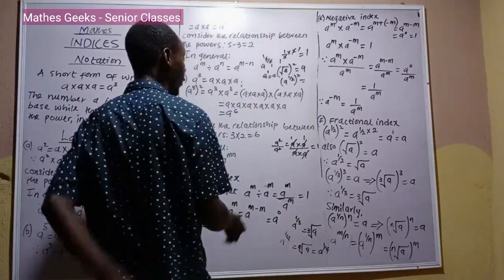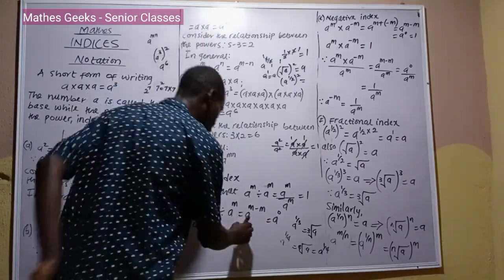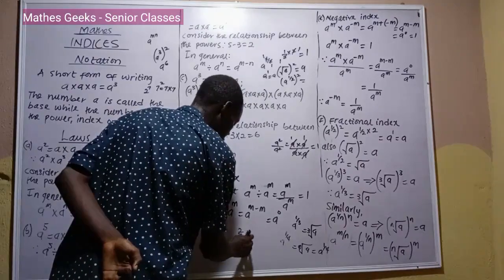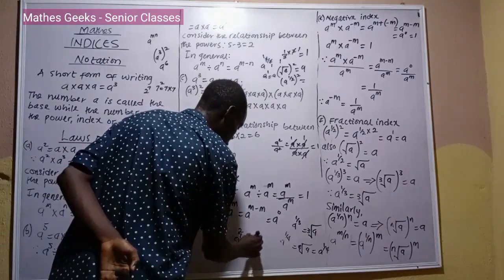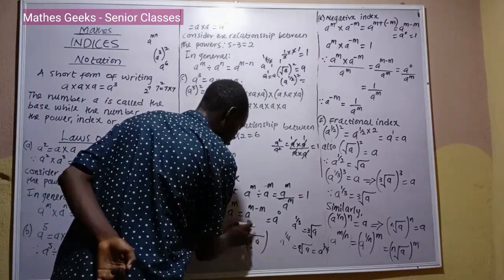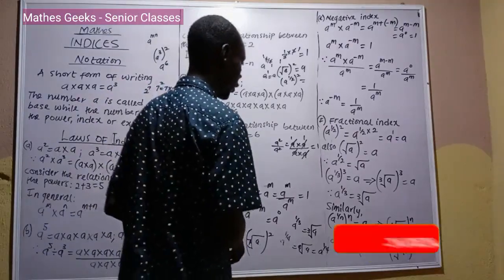If it's 1 over 5, that would give us the fifth root. If it's 1 over 6, the sixth root. But if it is 2 over 7, let's say A raised to 2 over 7, the denominator is going to give us the 7th root of A. Then this numerator will give us a power, A raised to a power. So that's how we go about it.